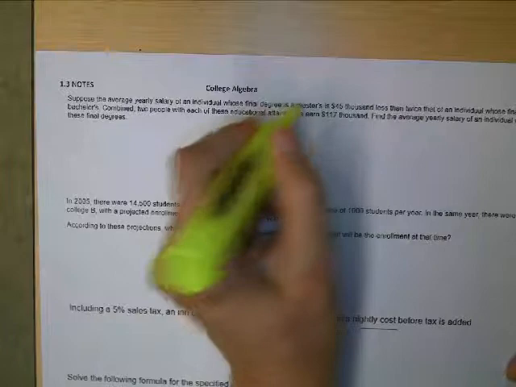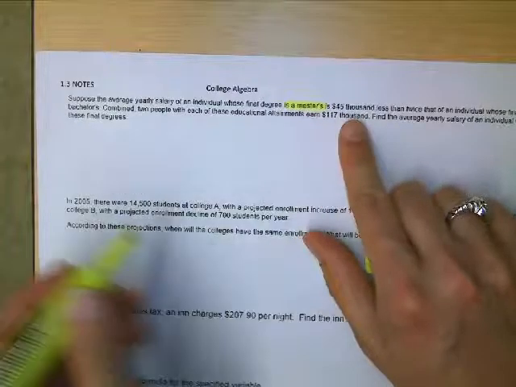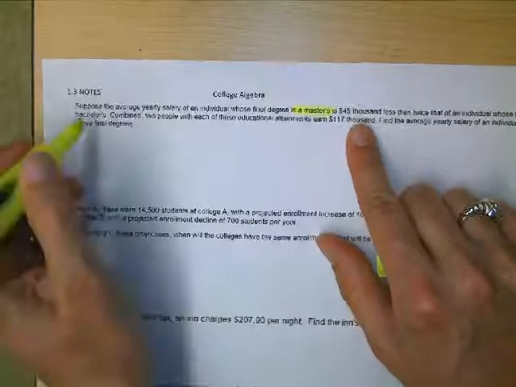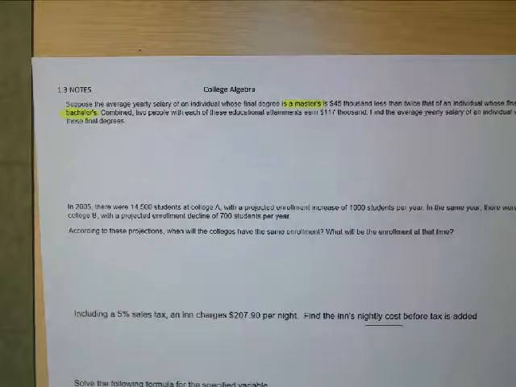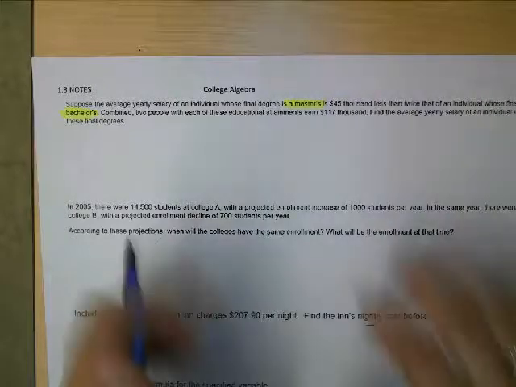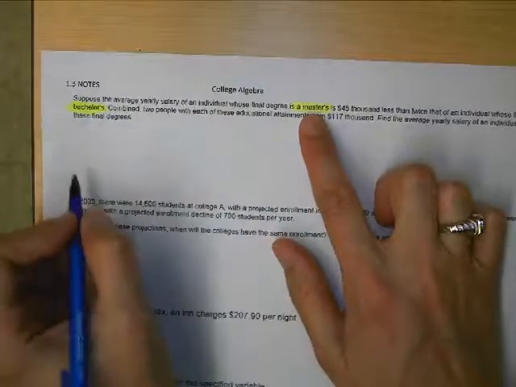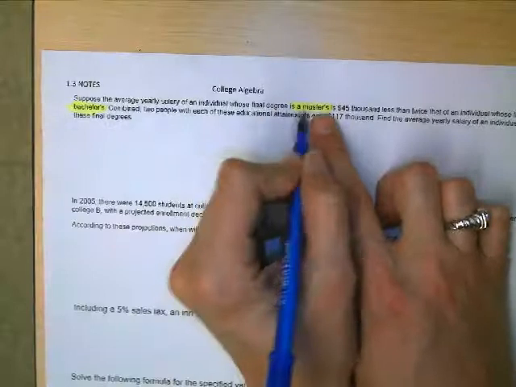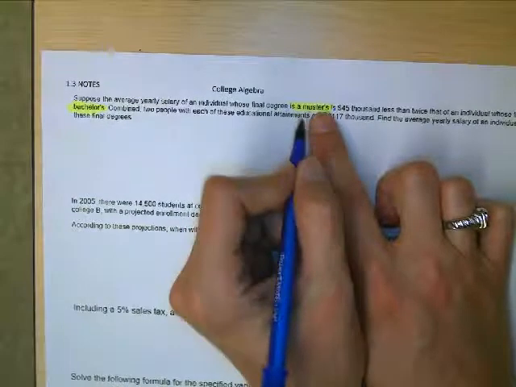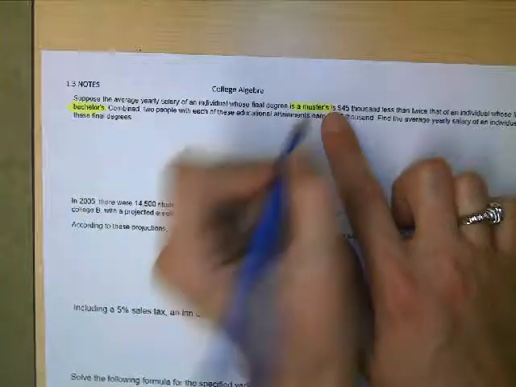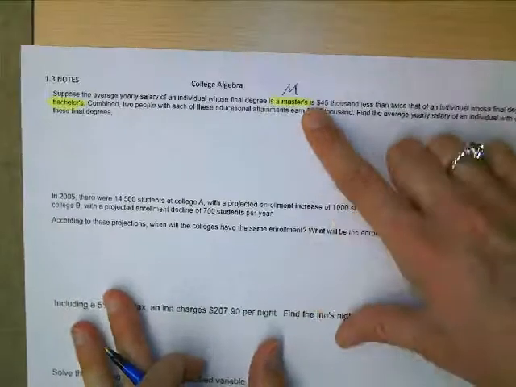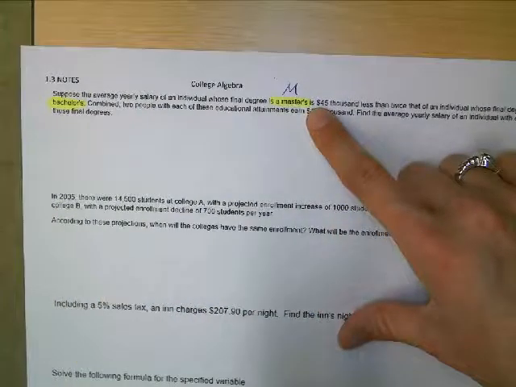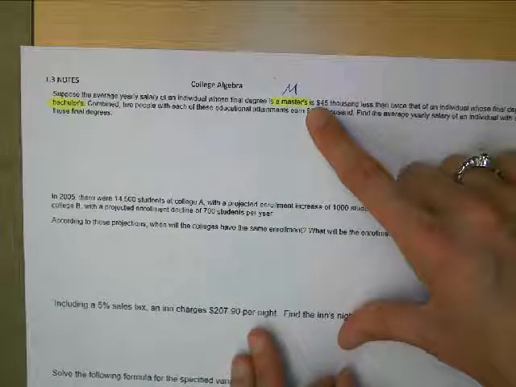They're talking about people with master's degrees and how much money they make, and they're comparing it to people who have bachelor's degrees. So you have to read through it carefully and figure out how to set it up. So it says the people who have master's degrees, their salary is, okay, so master's degrees, I'll just put M for master's degrees. How's that sound? Then what about the word is? When you see that in a story problem, what do you think is means?